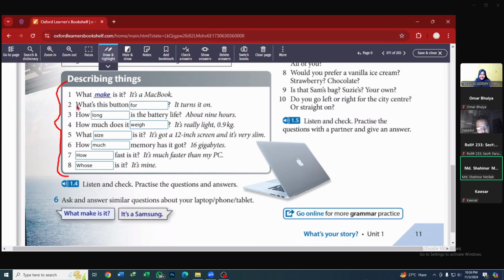Mr. Sajidul Bhaiya, yes, brother. Question number 1. What make is it? It's Samsung. Before you start, Mr. Shahinor, ask Mr. Sajidul what gadget does he have, or what gadget is he talking about?